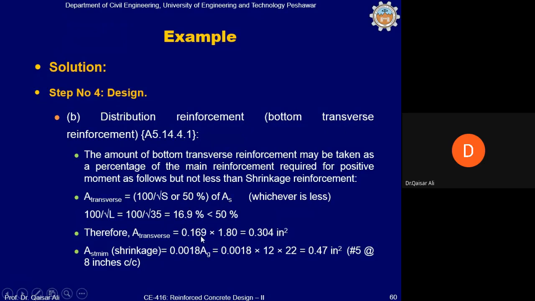And 0.169 of the main reinforcement. Main reinforcement is 1.8, so 0.169 multiplied by 1.8 gives us a value of 0.304 square inch. But then we should compare this value with the minimum reinforcement, and the minimum reinforcement is 0.47 square inch. We will use the minimum reinforcement as transverse bottom reinforcement, which will be placed at 18 inch center to center if we use number 5 bar.